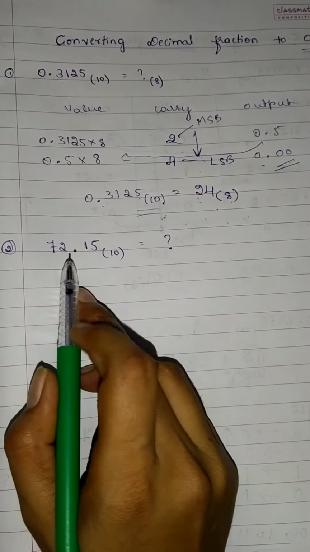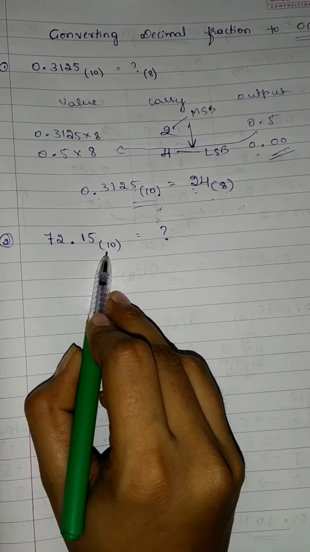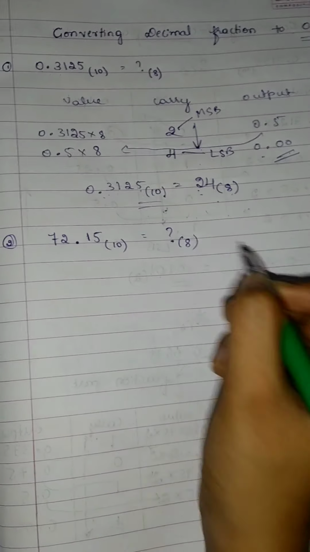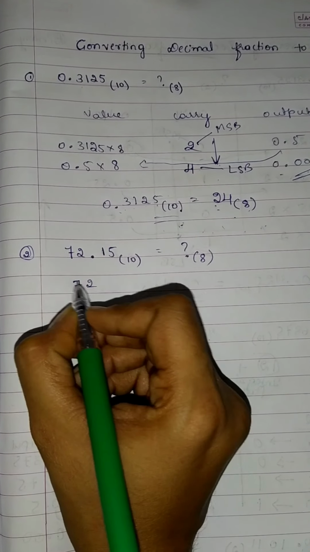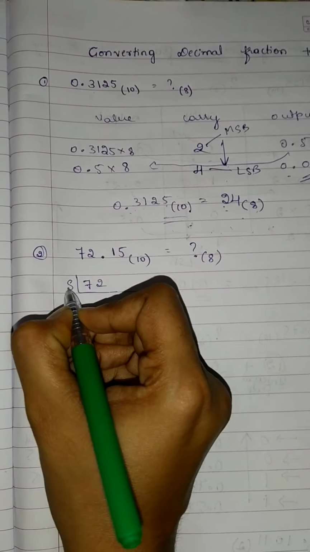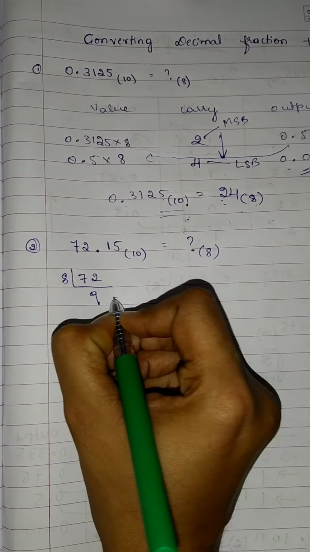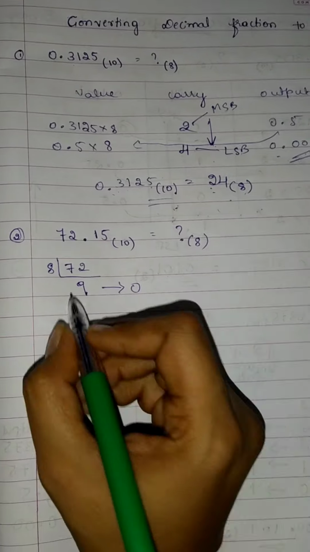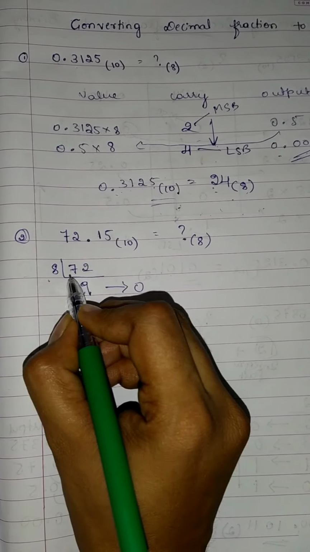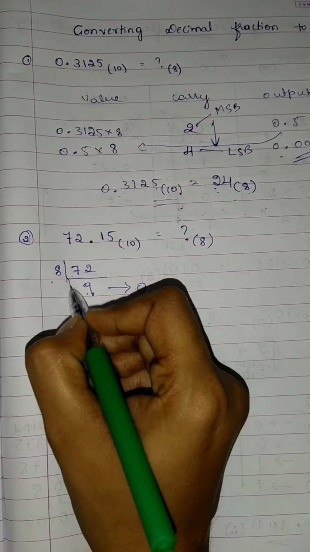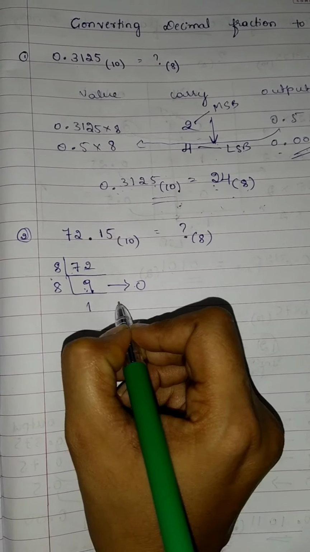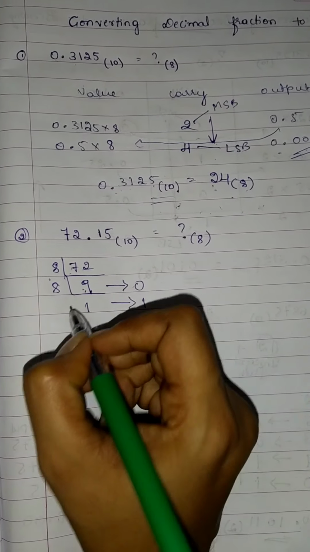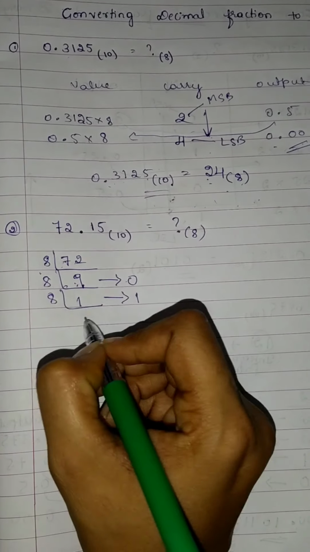The next question is 72.15 base 10, which needs to be converted into the octal number system. First we take the whole part or integral part, which must be divided by 8. 8 nines are 72, then the remainder will be 0. 72 minus 72 is 0. Again we divide this quotient, 9 divided by 8: 8 ones are 8, and the remainder will be 1. Then 8 zeros are 0.